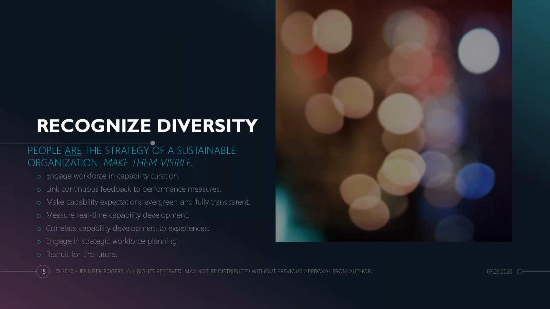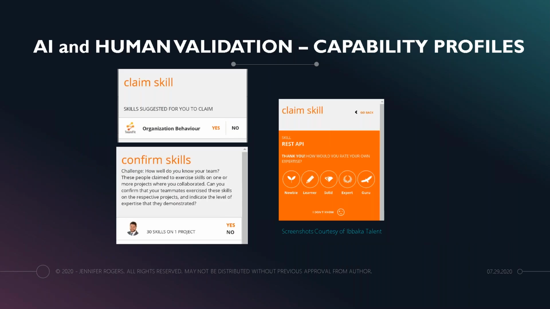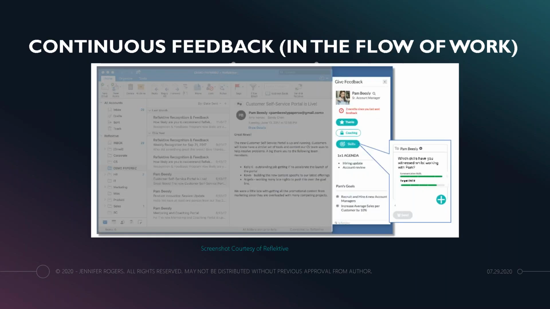And then once we can do that, we can recognize the diversity in our workforce and actually meet people where they're at, really looking at their profiles and making them available to them at their point of need. So once again, lots going on with AI and human validation, where we can actually rapidly build capability profiles and actually make them dynamic so that they're constantly changing in our workforce over time.